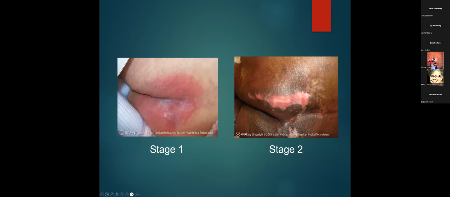So these are examples of stage 1. You can see that non-blanchable discoloration on the left. And on the right, you can see the skin breakdown, but still see parts of the dermis there. So that would be a stage 2. Next slide, please.